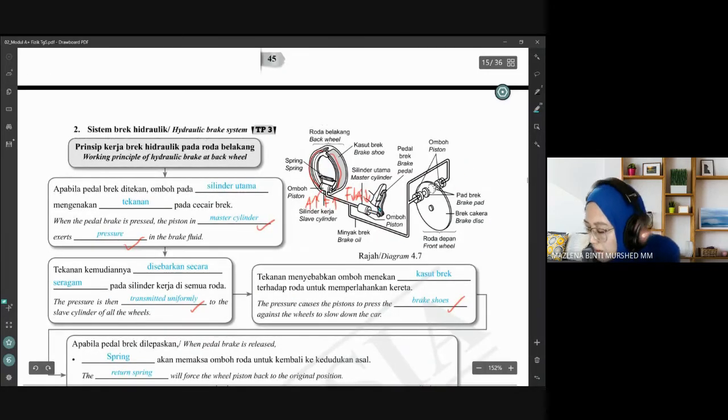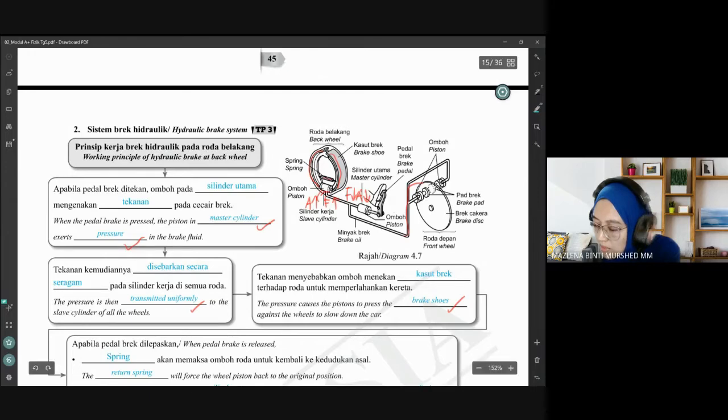Dia pijak kat sini and then dia transmit fluid tu dekat sini dan juga dekat brake ni. So dua-dua dah kena kepit. Kepit means the slowing down lah, slowing down.